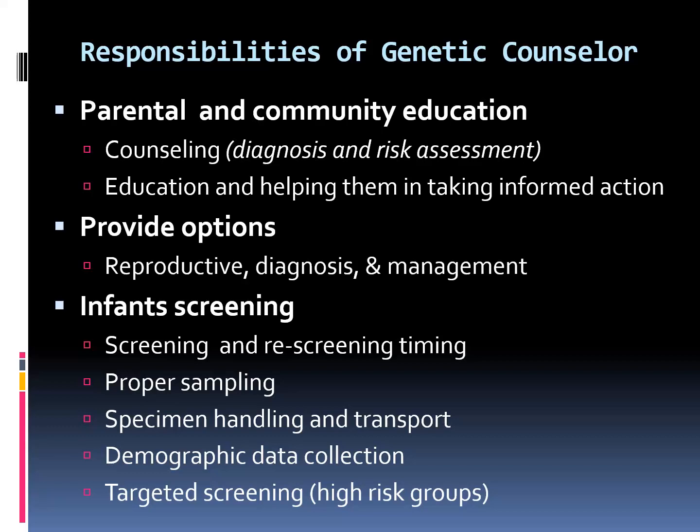And then it's important again for us to give education about infant screening, rescreening and its timing, proper sampling, specimen handling and transport, demographic data collection, and targeted screening for high-risk populations. Because sometimes a certain population is at risk of getting a disease due to the presence of hazardous substances like irradiation or even high voltage electric lines, or certain chemicals in the area around them. So all these are very important to discuss with the community at large.